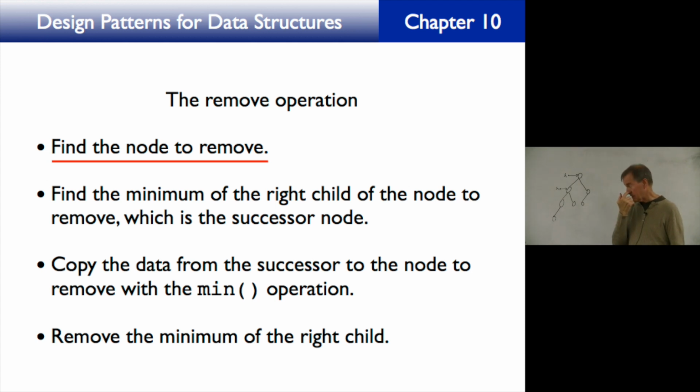And now let's think about the code for the remove operation, the whole thing. So now we've done remove the minimum of a subtree. We see how to copy the data. And so what we have to do now is figure out how to do the code for the remove operation itself. Well, what we need to do is look at the code to find the node to remove, and then find the minimum of the right child of the node to remove, which is the successor node.